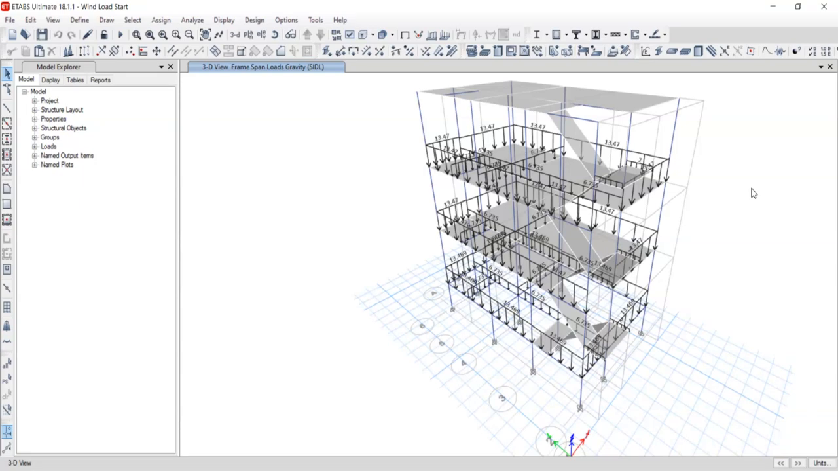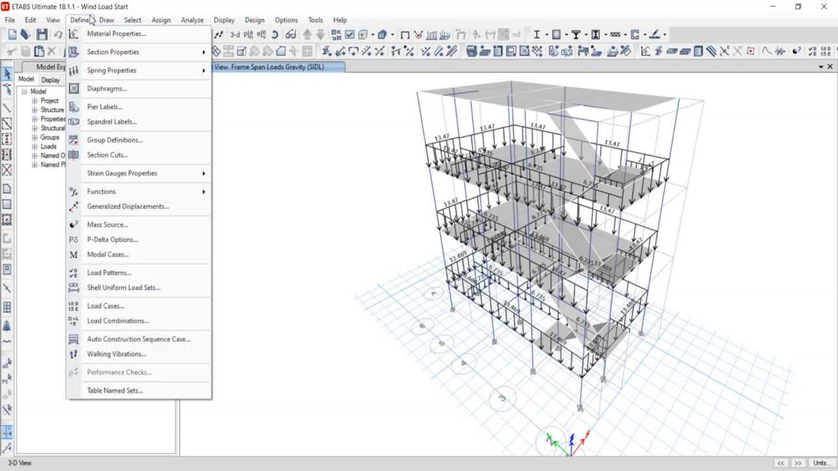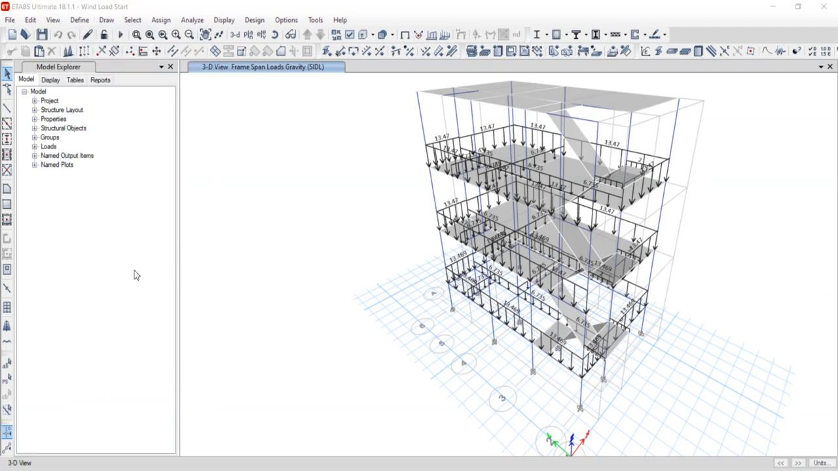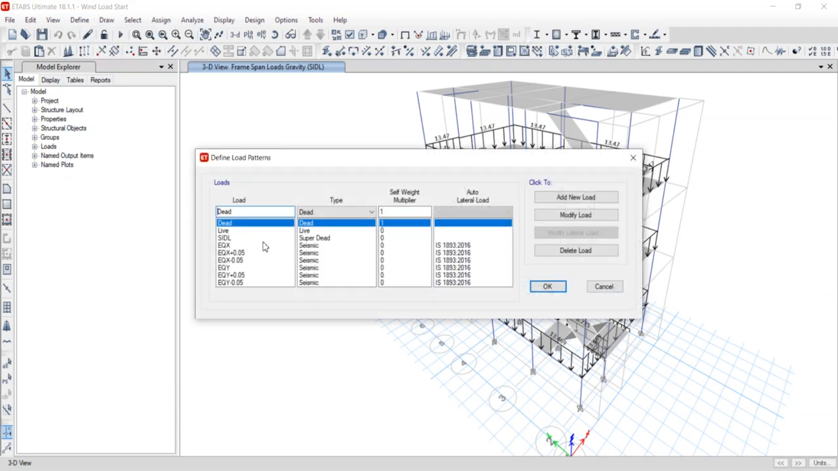In this lecture, we will see how we can apply the wind load to our residential building. In order to do that, first of all, you have to go to Define. After that, click on Load Pattern, and from here you can see that right now we don't have any wind load. So I will simply go here and type wind load.